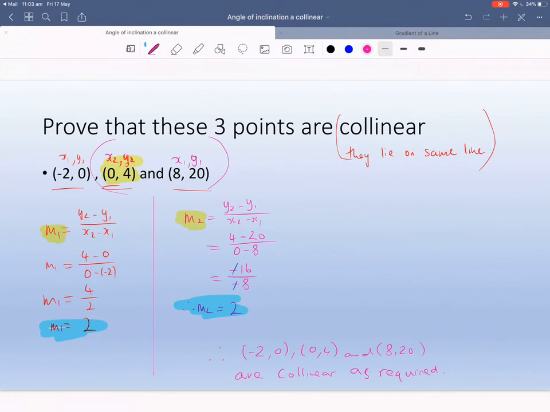All right. So let me just reiterate what we've done. We've found that they both have the same gradient, so that means they're at least parallel, but because both the calculations included a point that was the same, it means they are collinear. All right, hopefully that makes sense.